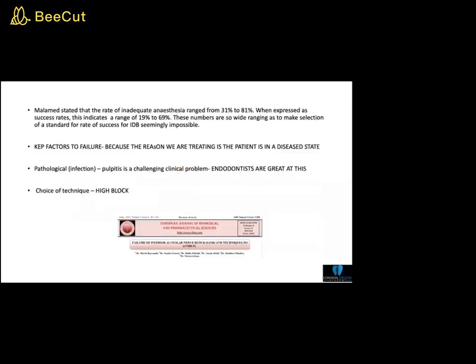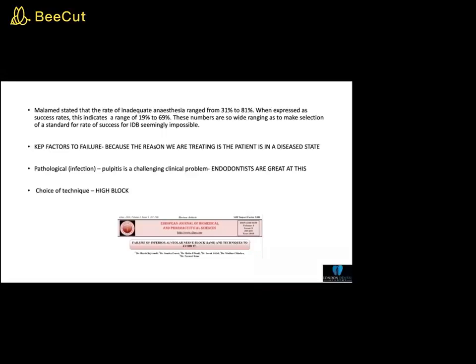Okay, so again, Malamed, we all know about him. He's a famous clinician in dental anesthesia. He's written all the books on it. And he said that inadequate anesthesia occurs in 31 to 81% of cases. That's pretty high, and we've all faced this. He noted that especially in terms of the ID block. It's because the patient's in a disease state, they've got pathological infection, and endodontists deal with this day in, day out, so they're going to have some amazing tips.